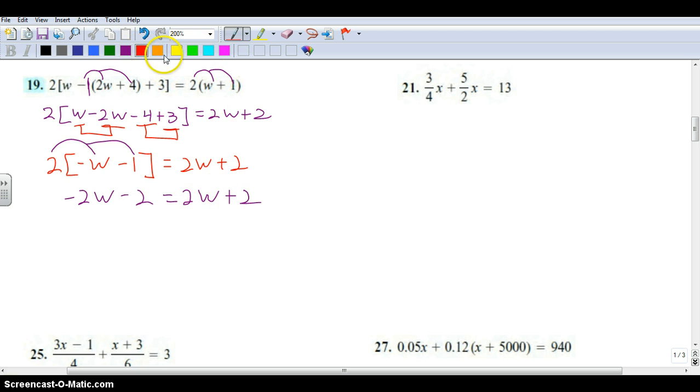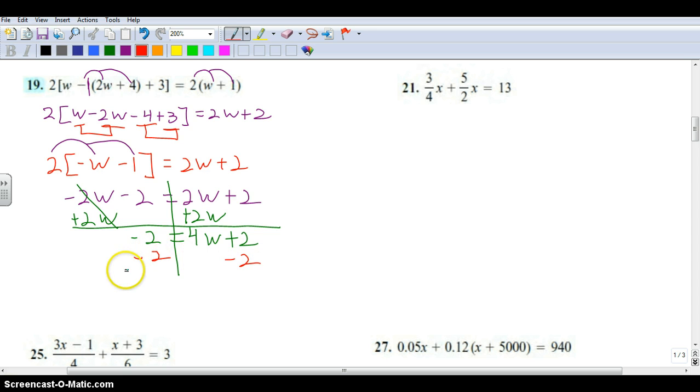Okay, and then once again you can kind of pick your own way of doing this, but I prefer to go ahead and add 2w to both sides. Okay, and so let's see, that cancels out, so we're left with -2 equals 4w plus 2. Our next step is going to be to subtract that 2 off to isolate the variable once again. So we get -4 equals 4w. Divide by 4. Divide by 4. That cancels out. So we've got -1 equals w. Okay.